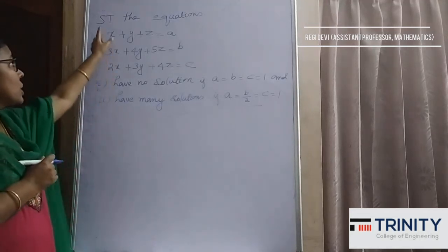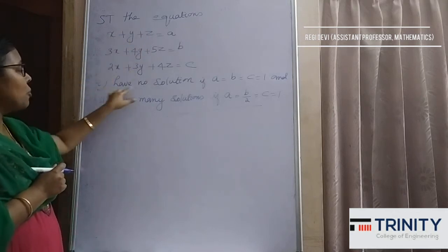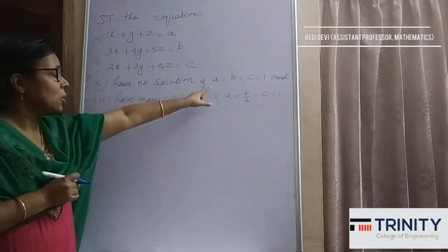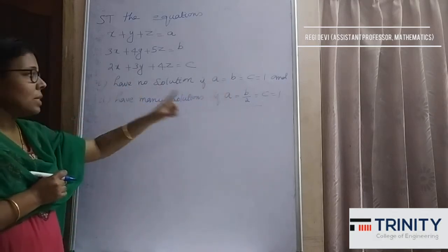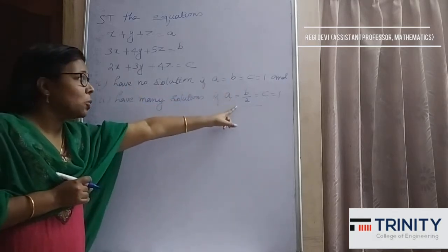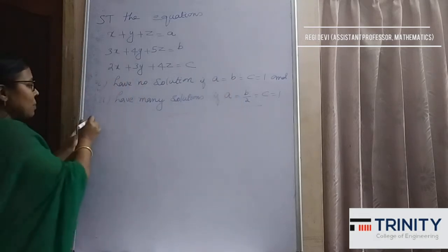Hi, our next question is: show that the equations have no solution if A equal to B equal to C equal to 1, and have many solutions if A equal to B by 2 equal to C equal to 1. First we have to write the augmented matrix AB.